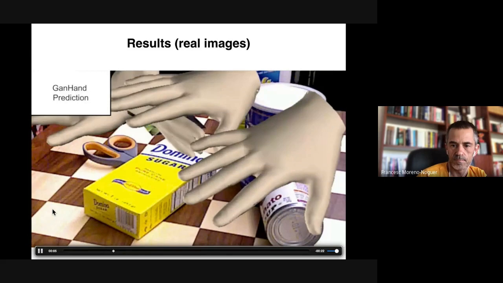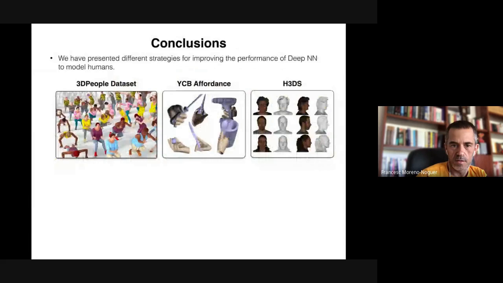All right, it's 12:15. I'll very quickly jump to the conclusions. Sorry, I had to speed up at the end. So we have presented different strategies for improving the performance of deep networks to model humans.